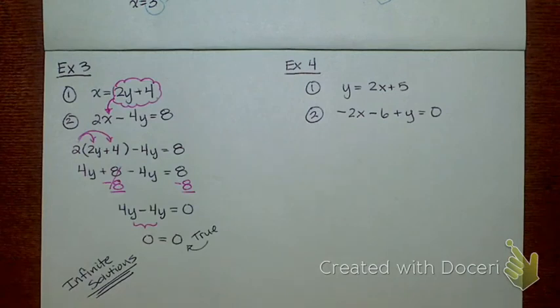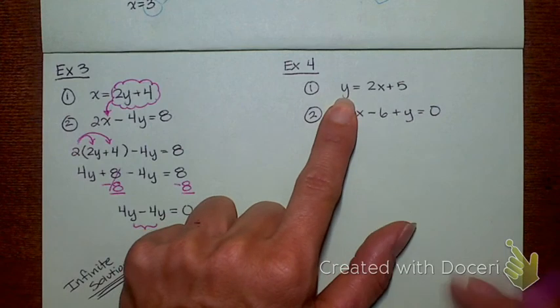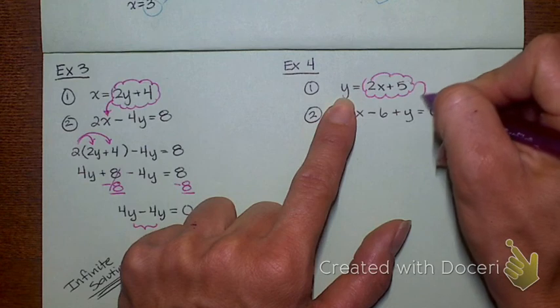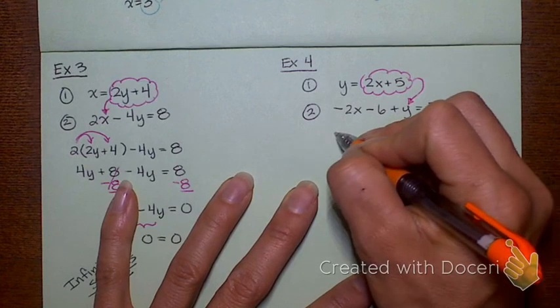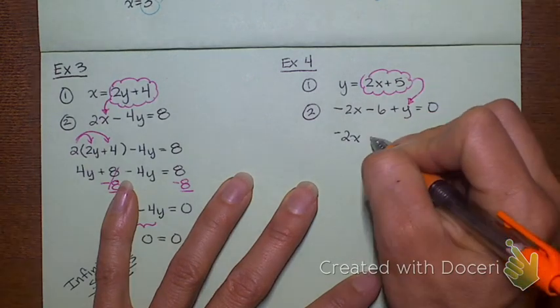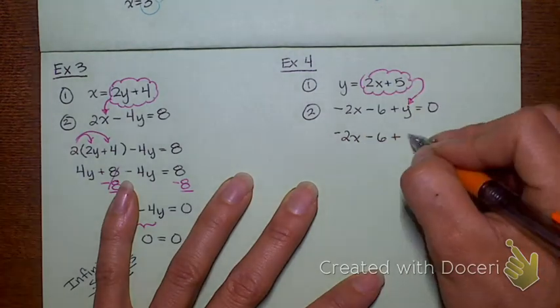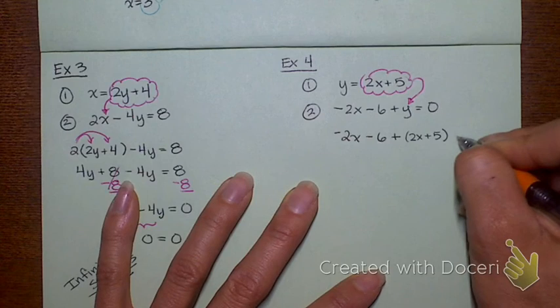All right. So, do you have one of those equations solved for either x or y? Yeah. This one up here is solved for y, right? So we're going to take this thing that's equal to y and we're going to plug it in right there in the y spot, right? Okay, so here's what you get. Negative 2x minus 6 plus this whole thing. This whole thing is 2x plus 5 equals 0.